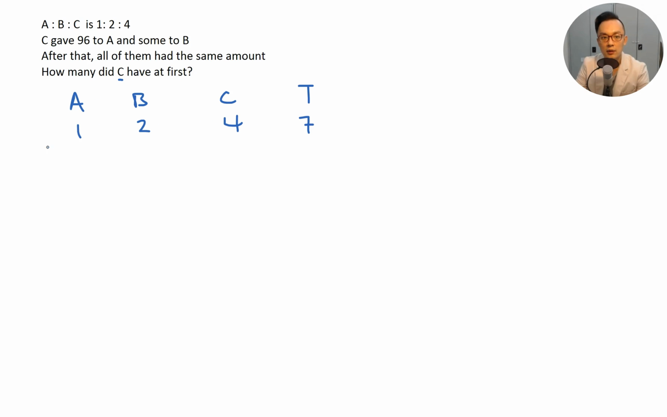C gave 96, so I'm going to leave a space here because I know I'm going to change my ratio. So C gave 96 to A, so it's minus 96 plus 96. And some to B, so minus question mark plus question mark. And after that, all of them had the same amount. So same amount means all of them got 1 unit. Altogether is 3 units. So I need to make my total the same. I need to times 3 to this, times 7 to this.